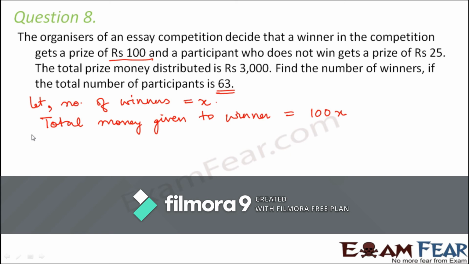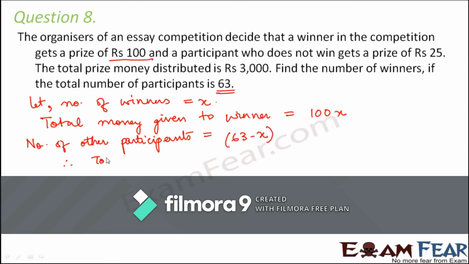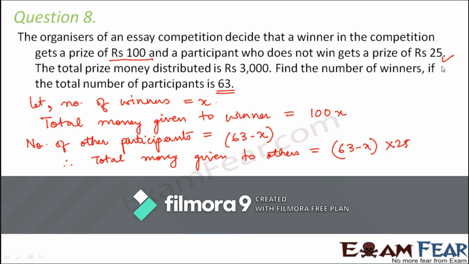Now, how much is the total money that is given to the non-winners, that is, to the other participants? For that we have to calculate the number of other participants, because total participants were 63. So out of 63, x were winners. So the other participants would be 63 minus x. Therefore the total money given to others would be equal to 63 minus x into 25, because for other participants only 25 rupees were given. So this much money would have been given to the other participants.